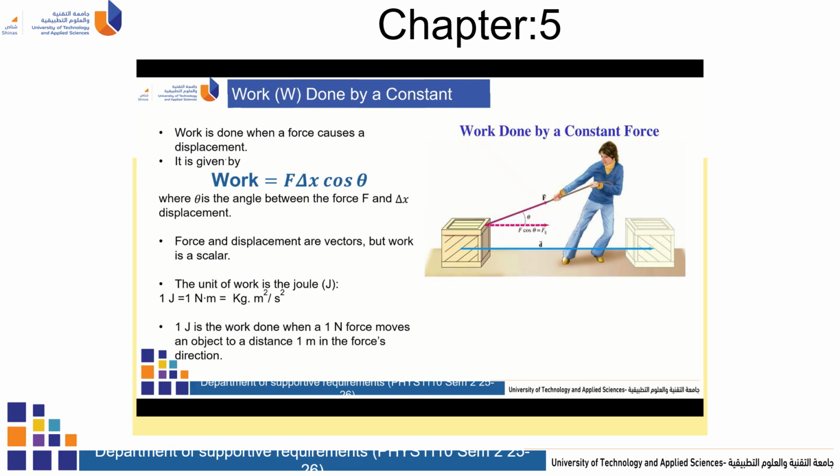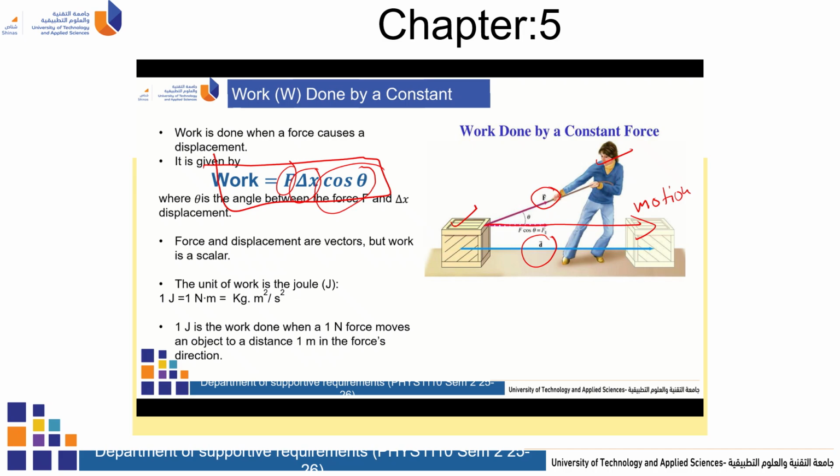This is the formula for the work. W equal to F multiplied by the displacement multiplied by the cosine theta. So in this diagram, one person is pulling this box up to some distance, or the displacement. He is applying some force on the box at some angle. This is the direction of the motion. In this direction, the box is displaced.